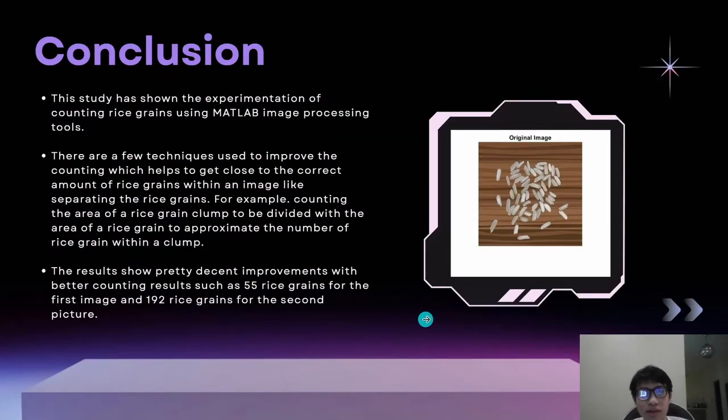So, in conclusion, this study has shown the experimentation of counting rice strings using MATLAB image processing tools. There are a few techniques used to improve counting, which helps to get close to the correct amount of rice strings within an image, like separating the rice strings. For example, the area of a rice string clump divided by the area of a rice string could approximate the number of rice strings within a clump. The result shows pretty decent improvement with better counting results such as 55 rice strings for the first image and 192 rice strings for the second picture.